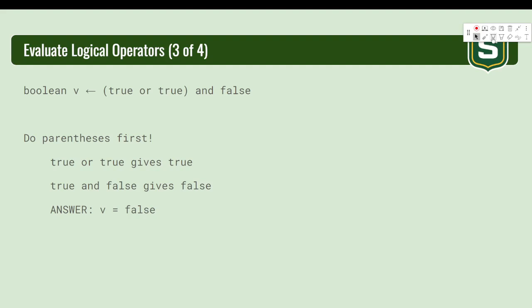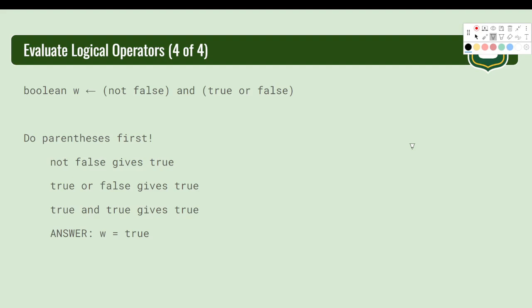All right, so let's look at V now. All right, so here we have true or true. So again, for an or statement, as long as one of them is true, the whole thing is true. Then we have and false. So this is an and statement now. And if you have an and statement, if there's a false in an and statement, it makes the whole entire thing false. The only way for an and statement to be true is if every argument is true. So this is going to give us a false result for V.